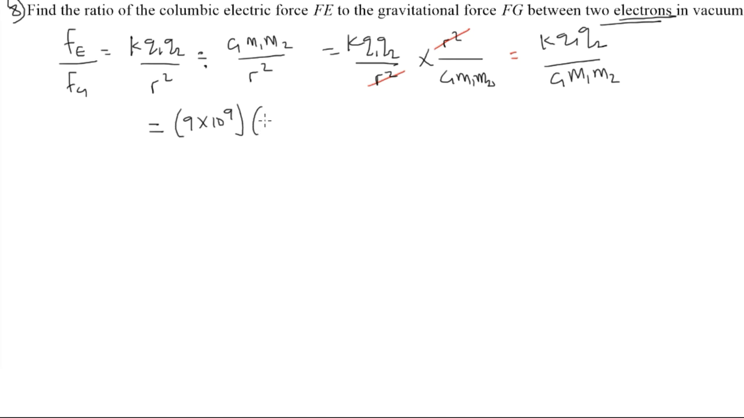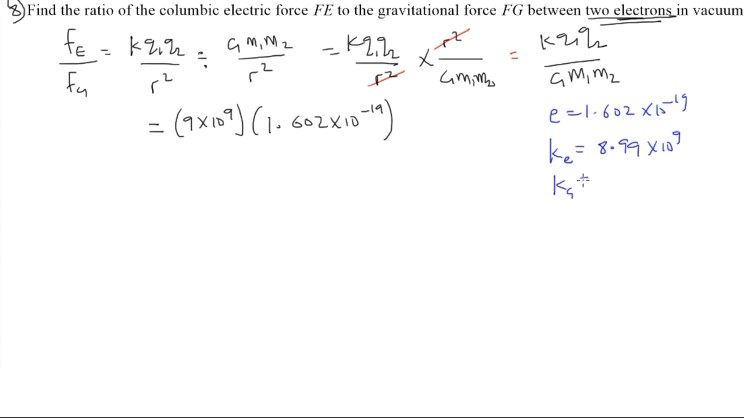9 × 10⁻⁹, and of course q1 and q2 are the same because we have two electrons. That means the magnitude of each of the charges is 1.602 × 10⁻¹⁹. These are the parameters given from the question. E equal to 1.602 × 10⁻¹⁹, and also Ke, the constant for the electrical force, that's 8.99 × 10⁻¹⁹, and also the gravitational constant is equal to 6.67 × 10⁻¹⁹. I'm writing all of this from the question. These are the parameters they want us to use, the values of the constants that are required for us to use.